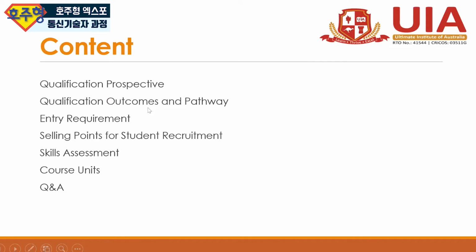What we are going to cover today is the qualification prospective, qualification outcome and pathways, entry requirement, selling points for students, the internal skills assessment, the units you are going to study as part of this qualification, and Q&A at the end. So this is the agenda.